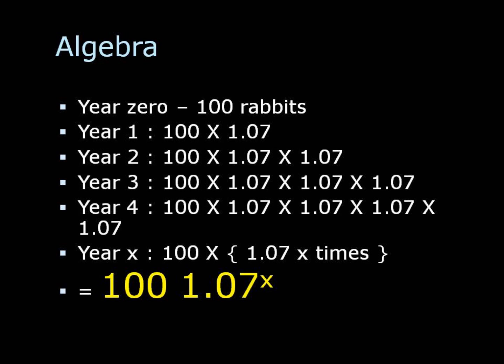The end of the third year, we have 1.07 times that. And the fourth year, we have 100 times 1.07 times 1.07 times 1.07 times 1.07. For each successive year, we're going to multiply by another 1.07. So after x years, we're going to have 100 times 1.07, multiplied x times. So that's 100 times 1.07 to the power x.